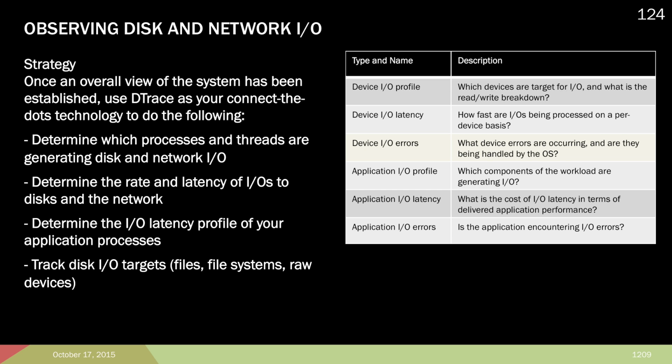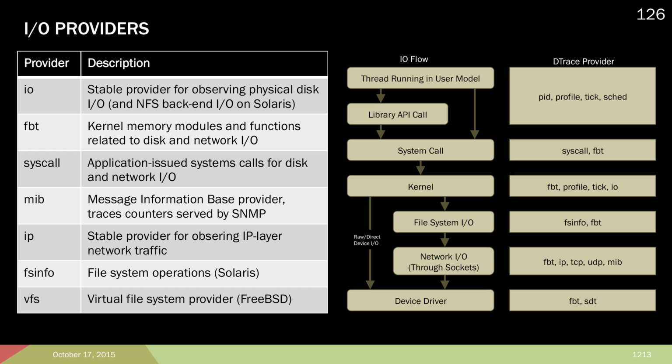Device I/O errors. What device errors are occurring, and are they being handled by the OS? Application I/O profile. Which components of the workload are generating I/O? Application I/O latency. What is the cost of I/O latency in terms of delivered application performance? Application I/O errors. Is the application encountering I/O errors?